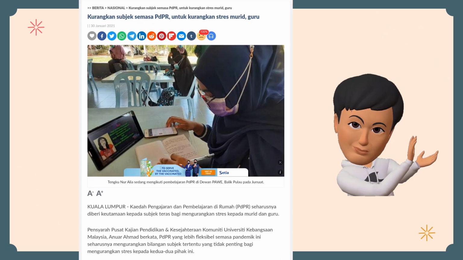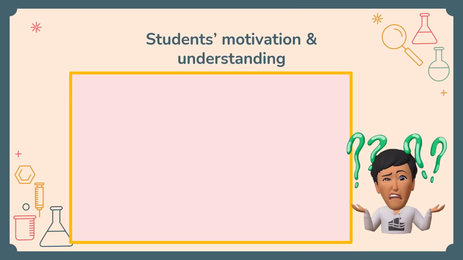As you can see from this newspaper article, people are recommending that some subjects should be reduced during this PDPR to bring down the stress of both teachers and students. This article does show proof that even professional teachers are having difficulty adapting towards online distance learning right now. For the final issue, let's focus on our students' motivation and understanding during this pandemic.